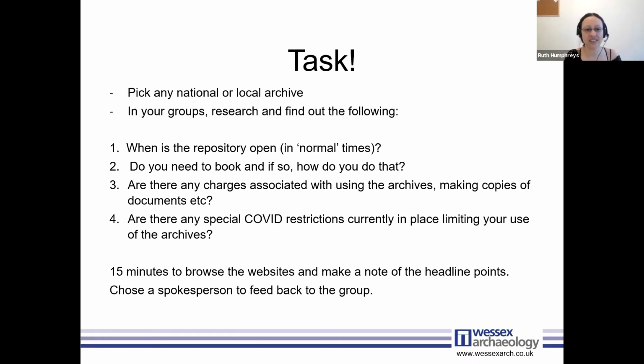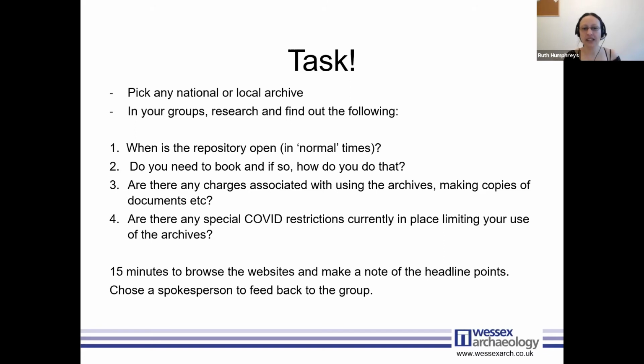So when is the repository open? And in normal times, or because I know for the answer for all of them at the moment is going to be they're not, because they haven't reopened. They'll probably be reopening. I think it's middle of May. A lot of them are aiming for, in terms of people being able to visit them.